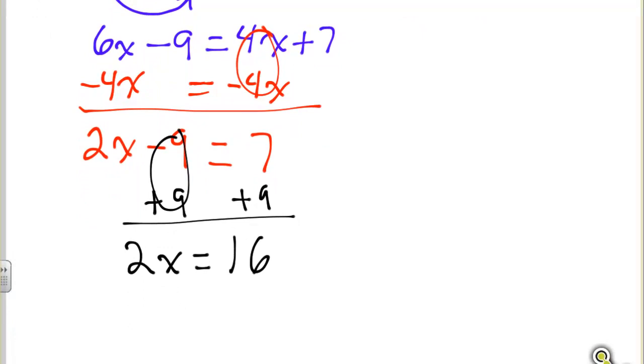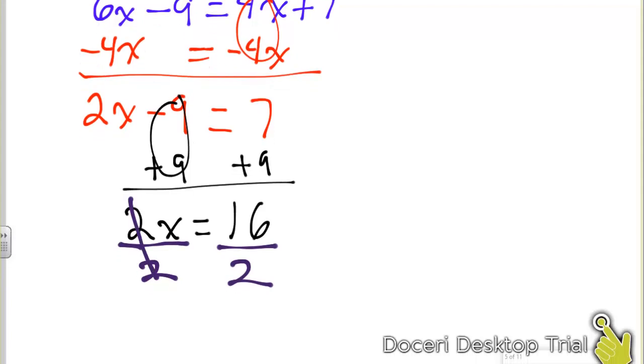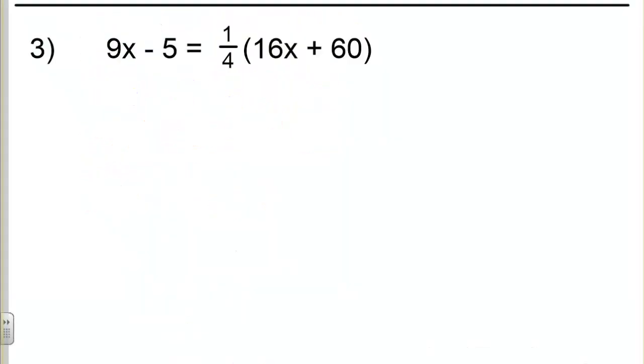Now to undo the times 2, right here, we're going to divide by 2, but I have to divide both sides equally because that is the division property of equality. So 2 divided by 2 gives me 1. 1 times x is identity again, that's x equals, and then 16 divided by 2 simplifies into 8.